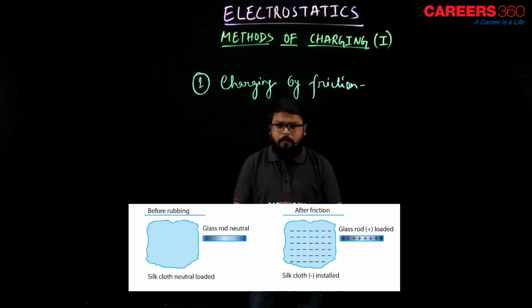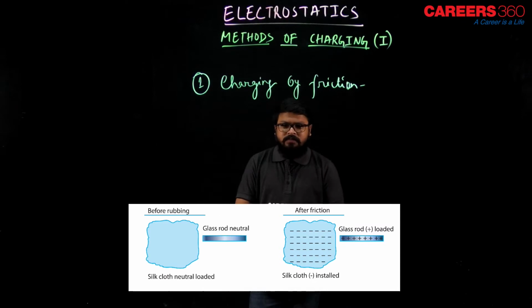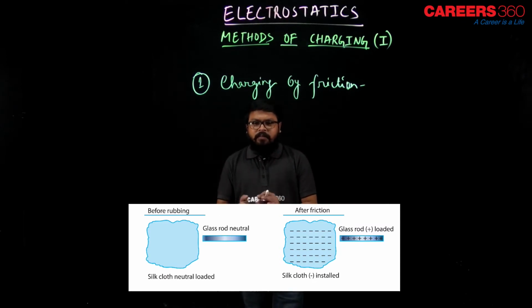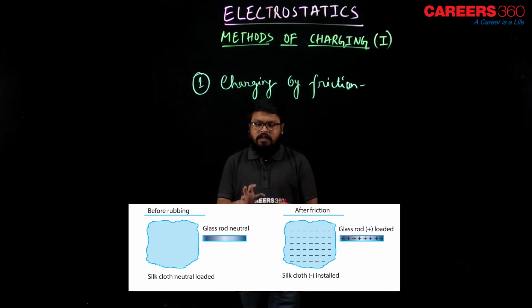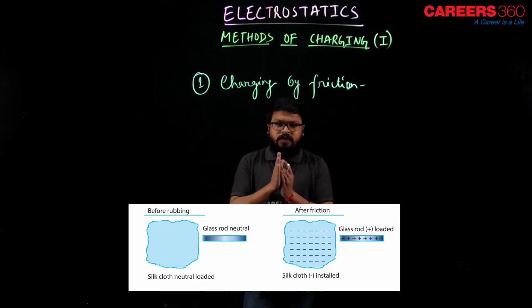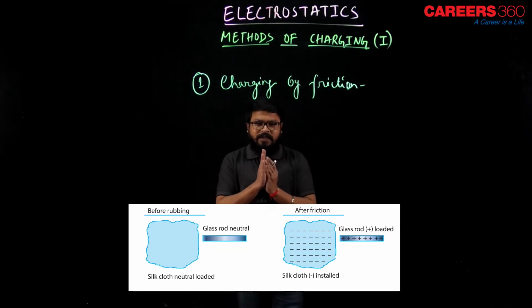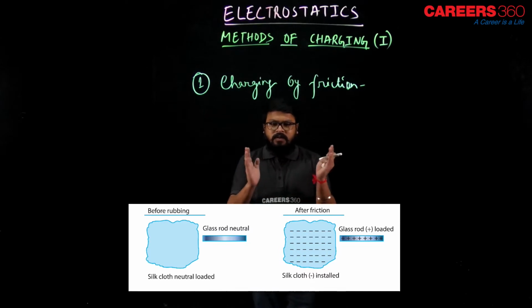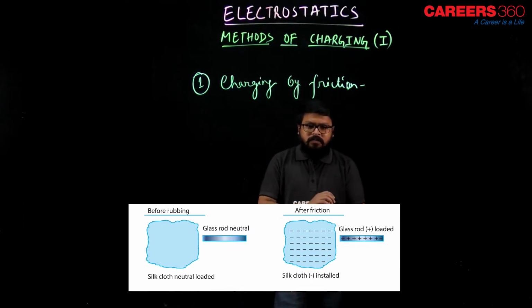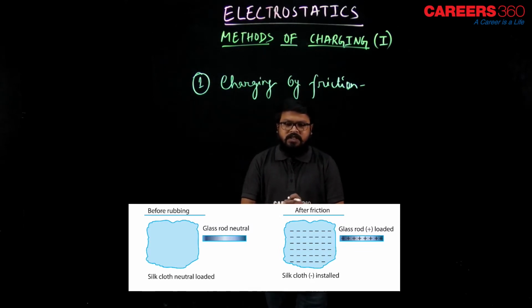As you can see, this is the silk cloth and glass rod, both are neutral, okay? Before rubbing means before friction. Now we take the silk cloth and the glass rod, both neutral, and we rub them. That is charging by friction. After rubbing, when we separate them from each other, the silk cloth becomes negatively charged, whereas the glass rod becomes positively charged, as you can see.